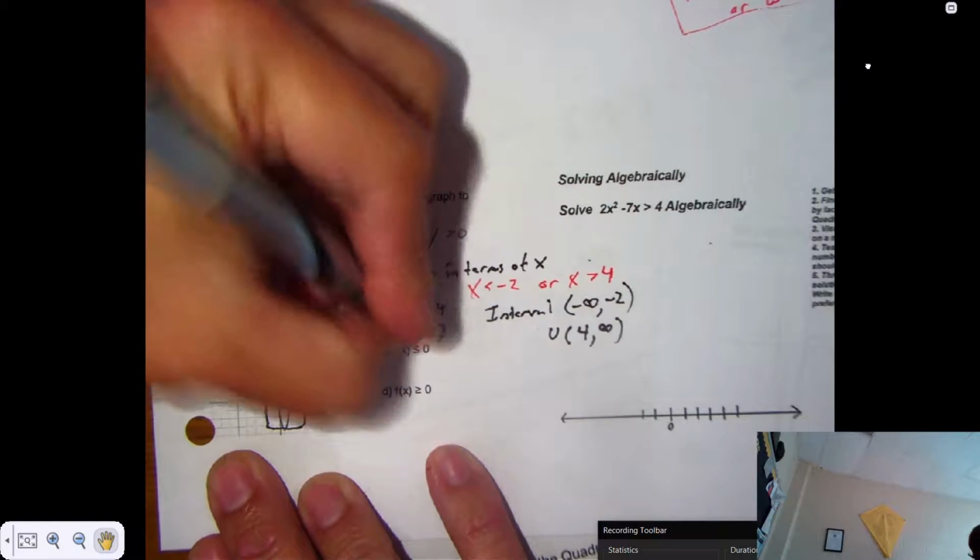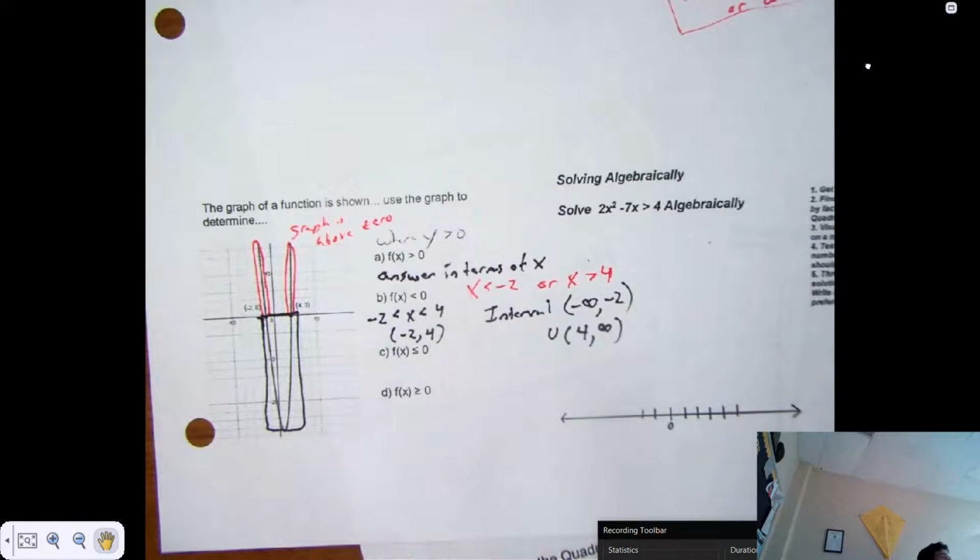You need to be getting interval notation down if you're college bound. You do.